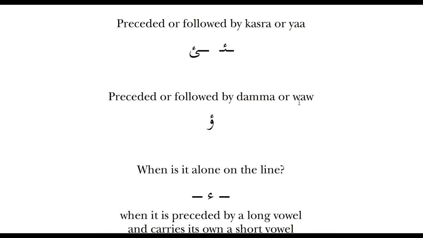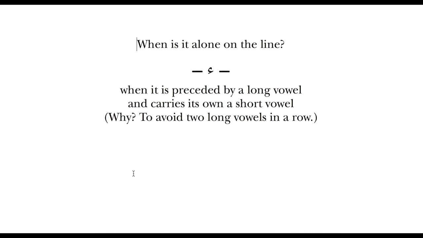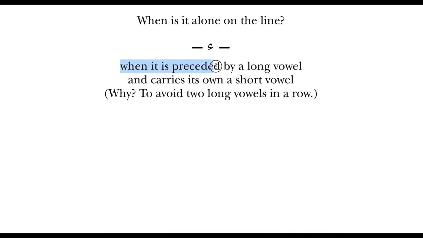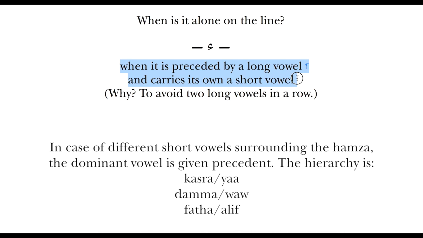When it is preceded or followed by a dhamma or waw, it is placed on top of the waw. And it is alone on the line when it is preceded by a long vowel and it carries its own short vowel, to avoid two long vowels in a row. And again, I'm telling you that the Quran has many exceptions to its script. Even the Quran is not like the script of regular Arabic. It has its own script based upon how the Arabs wrote it, how the Quraysh wrote the Quran, the members of the Sahaba who wrote the Quran, and we're not changing that. So therefore, there are a number of exceptions. It suffices you to get a basic idea of why and the logic of where Hamzas go.